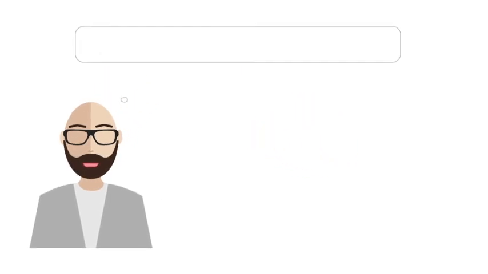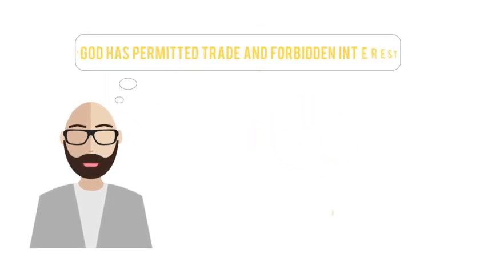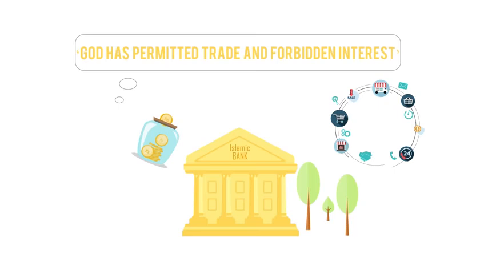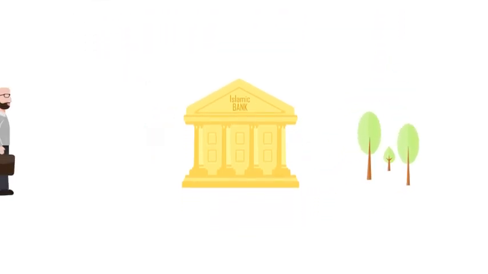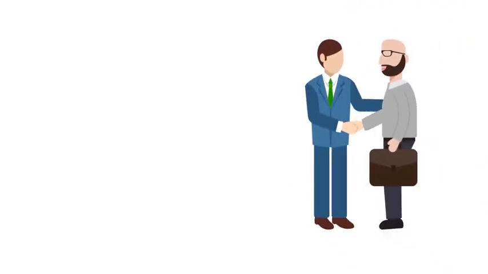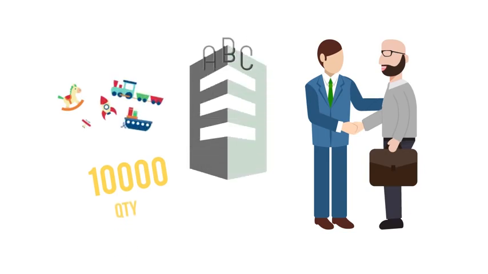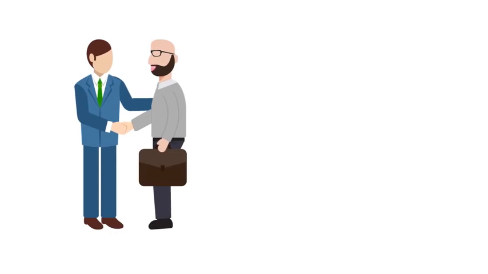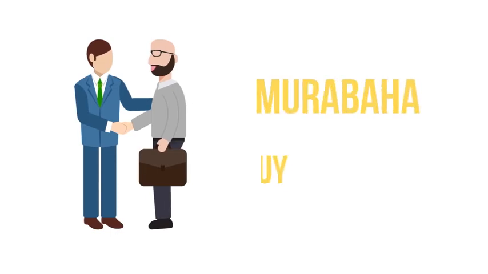Knowing the ruling that God has permitted trade and forbidden interest, and having heard about how Islamic banking supports businesses on trading-based structures, he decides to approach an Islamic bank to finance his purchases. Ahmed explains to the banking officer that he needs to purchase 10,000 units of a toy item from ABC company for 100 rupees each. Understanding Ahmed's needs, the banking officer recommends a Murabaha-based financing solution.